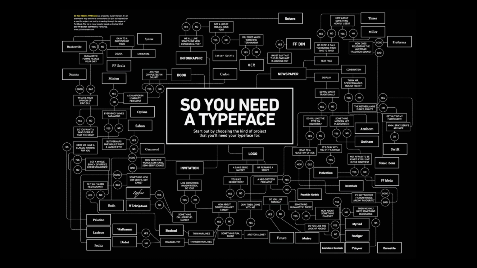This one's also pretty fun. It's about choosing the right typeface. So you start in the center, and then you work your way out depending on what you want to do. Oh, I want to do a logo. Do I want a sans-serif or a serif? Oh, I want a serif. Then it's going to throw you over here. How does the word semi-sans or semi-serif sound? Good or bad? You say, oh, it's bad. Then it comes down here. Something new. Got serifs, got sans. Good, okay, come over here, and suddenly you get Futura. So you can kind of play around with that.